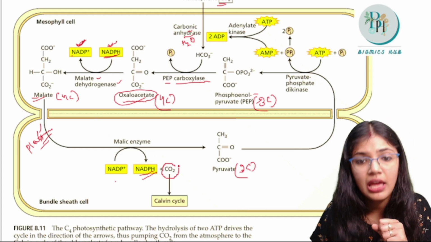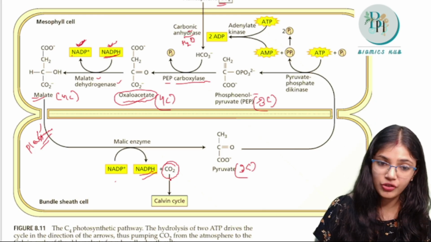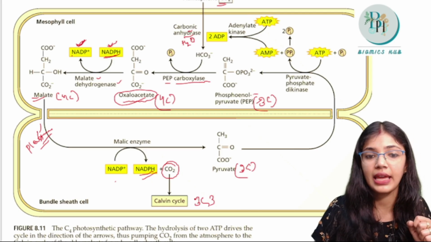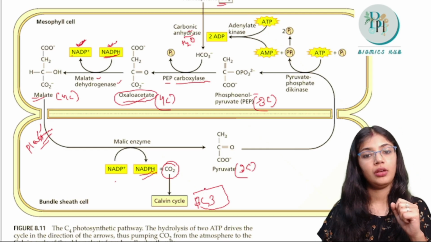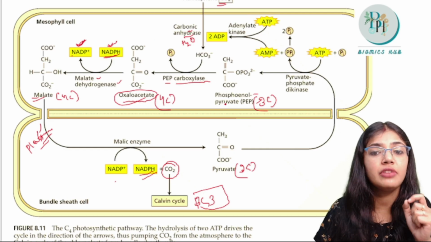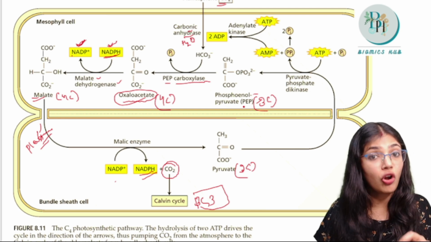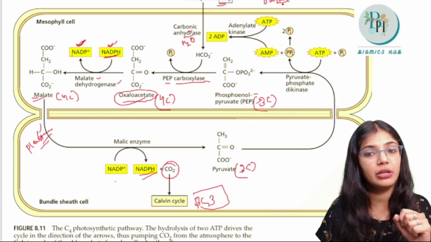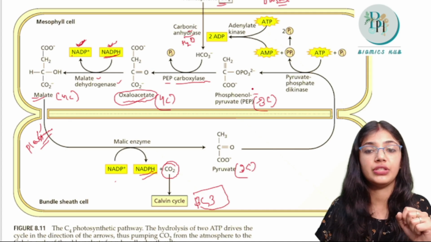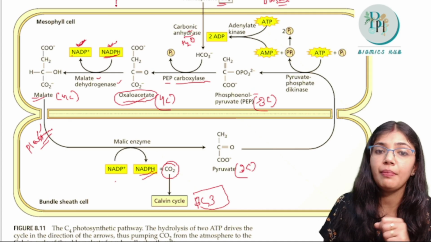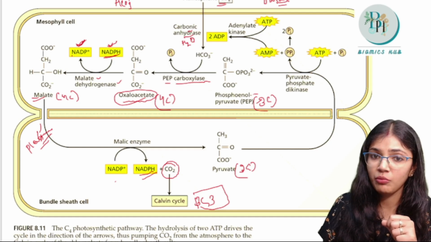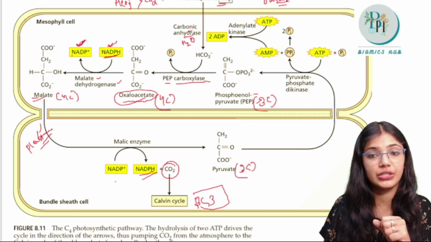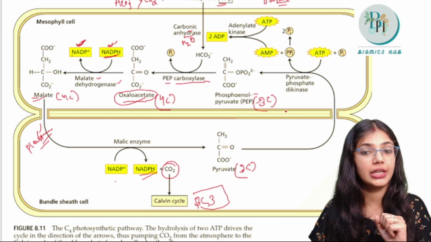This carbon dioxide is being stored in the bundle sheath cell, and this carbon dioxide is undergoing the Calvin cycle or C3 cycle in the bundle sheath cell. Here the enzyme which is present, phosphoenol pyruvate carboxylase, cannot accept oxygen. Even if the concentration of oxygen is high in the environment, this enzyme cannot take oxygen as oxygenase. It has a high affinity for bicarbonate, HCO3 minus, then it has affinity with CO2, but it has no affinity with oxygen. That is the reason it cannot bind with oxygen.